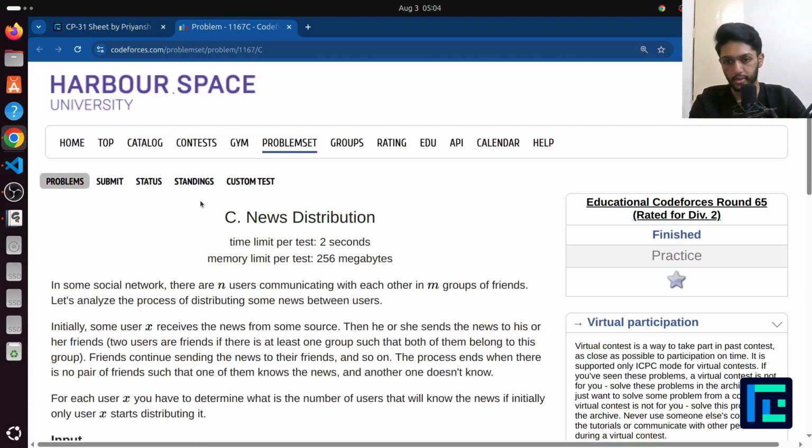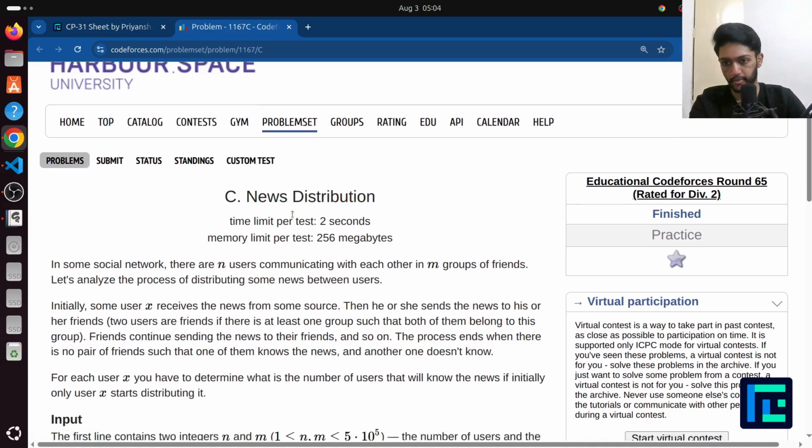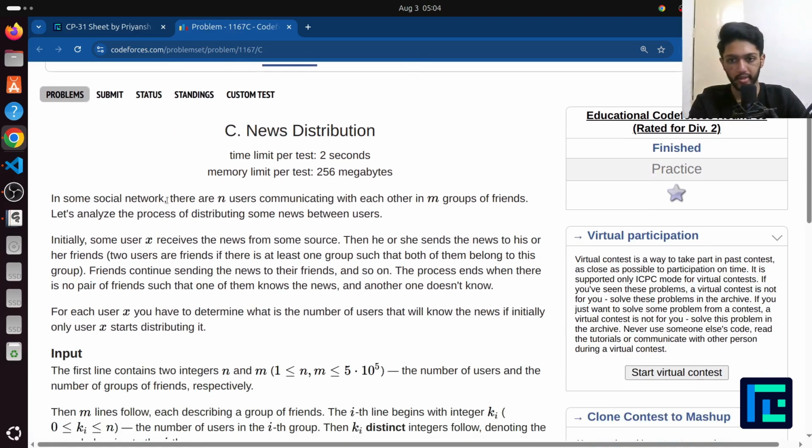Okay, so it is called News Distribution. In some social network, there are n users communicating with each other in m groups of friends. Let us analyze the process of distributing some news between the users. Initially, some user X receives the news from some source, then he or she sends the news to his or her friends. Two users are friends if there is at least one group such that both of them belong to this group. Friends continue sending the news to their friends and so on.